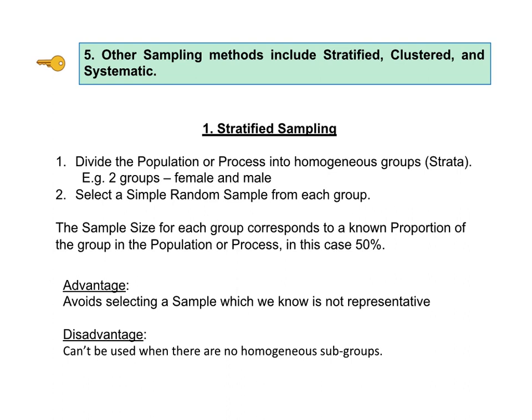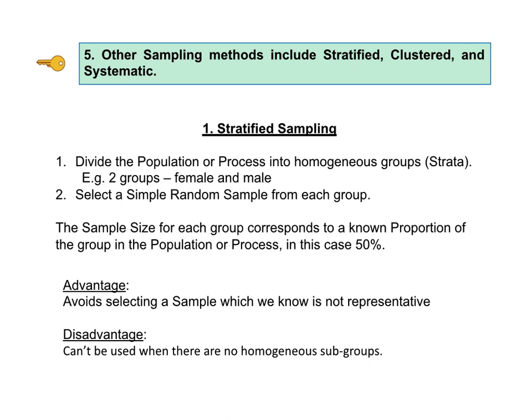Key to understanding number 5 says, other sampling methods include stratified, clustered, and systematic. Let's start with the stratified method. Step 1. In stratified sampling, we divide the population or process into homogeneous subgroups whose members all share a common characteristic. Such homogeneous subgroups are called strata, which is how this method gets its name.